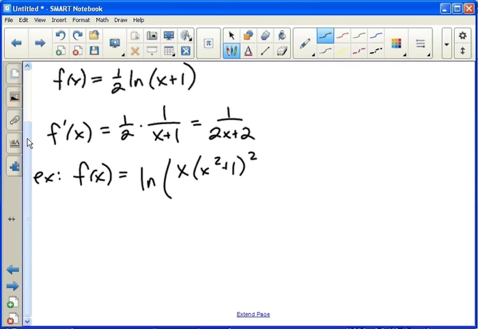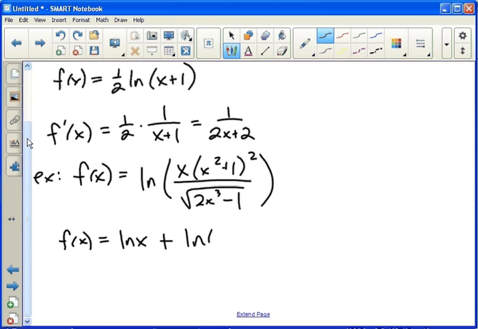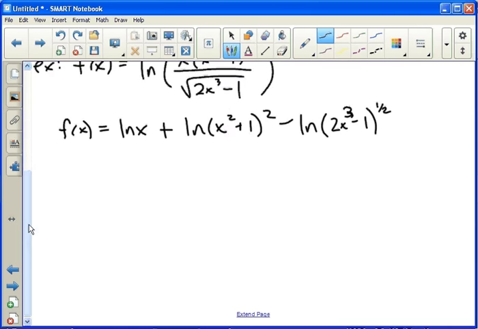If you don't use the properties of logs here, you have to do the product, quotient, and chain rule all combined. But through the magic of the log properties, we know we can split this up and call it the natural log of x plus the natural log of (x squared plus 1) squared minus the natural log of (2x cubed minus 1) to the 1/2. And I'm going to take that one step farther, move the exponents down as coefficients. So please notice I have not taken a derivative yet. This is still my original function. I'm just rewriting using the properties of logarithms.